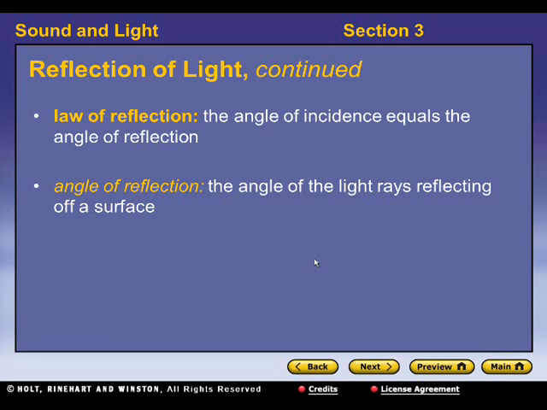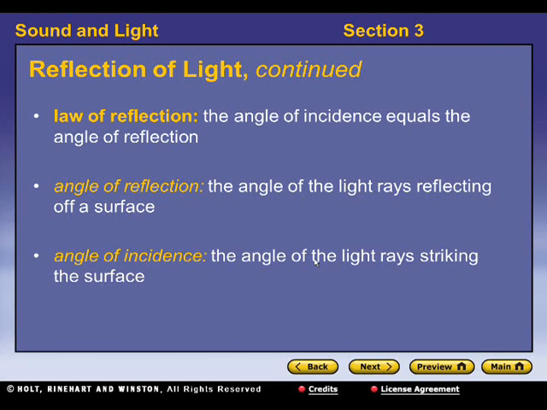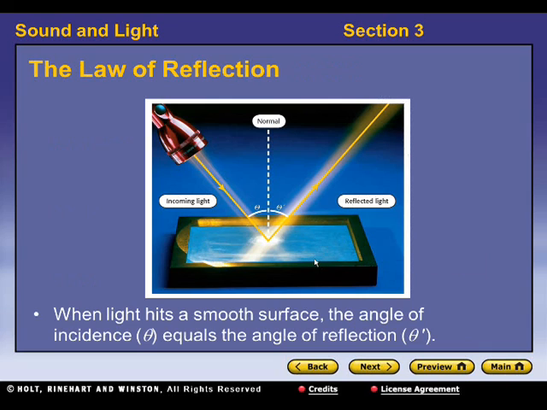The angle of reflection is the angle of the light rays reflecting off of a surface, and the angle of incidence is the angle of the light rays striking the surface. So to make a little more sense here, when a light ray hits a smooth surface, the angle of incidence equals the angle of reflection.